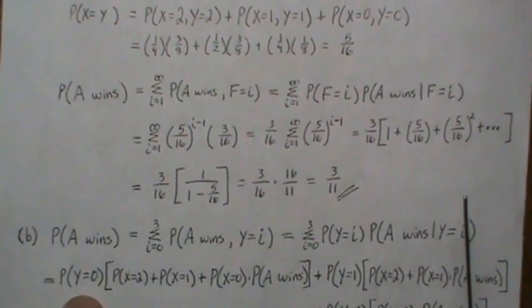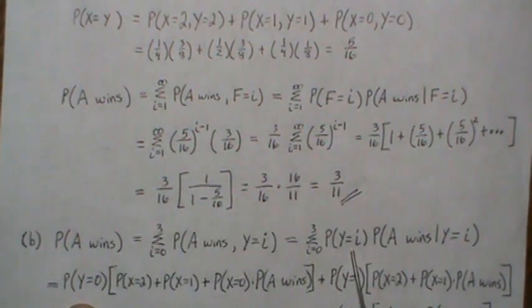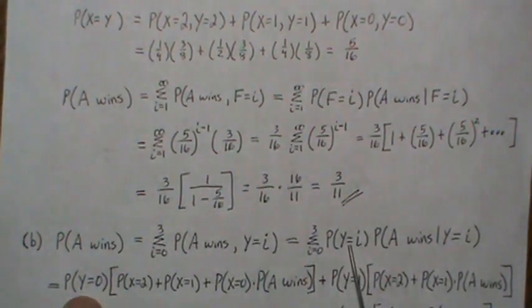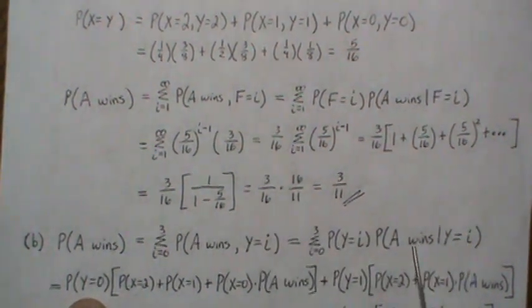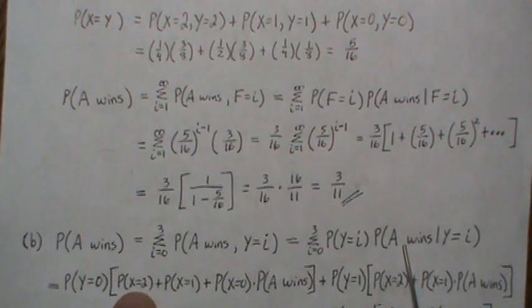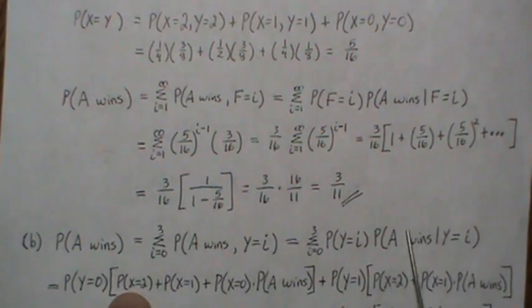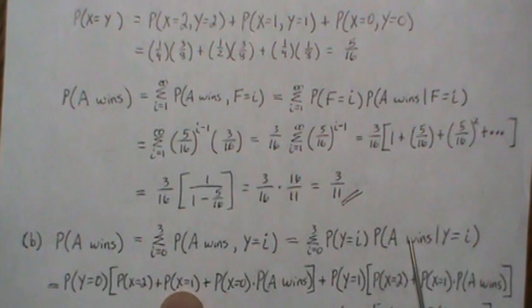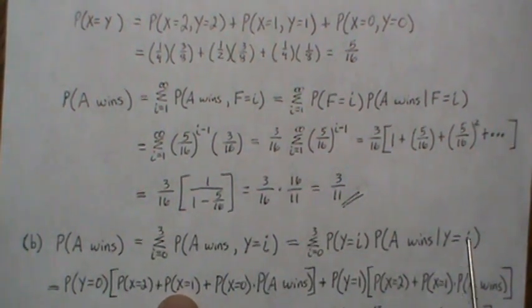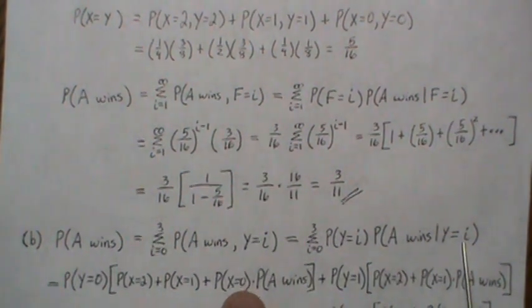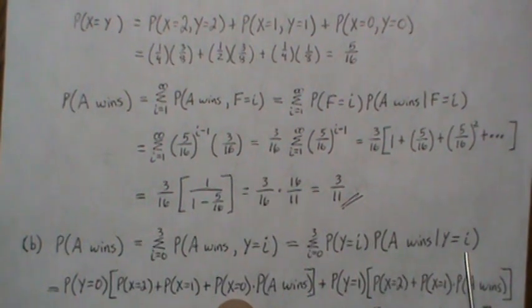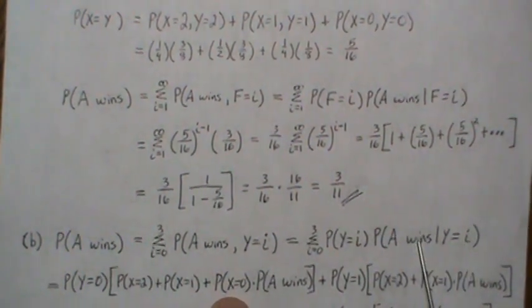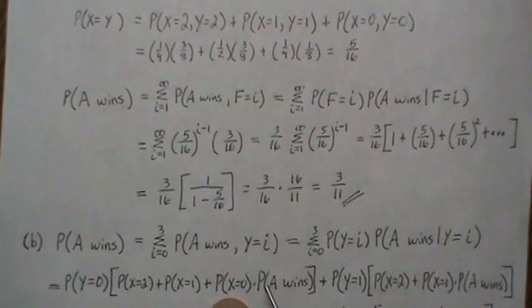So when i is 0, the probability that Y is 0 is this. Now that means that Y is 0. So what's the probability that A wins? Well, it's the probability that A flips a 2, or, which means plus, he flips a 1, right? He still wins because Y flipped a 0. And here, if Y is a 0 and A flips a 0, he could still win, right, on the next flip.